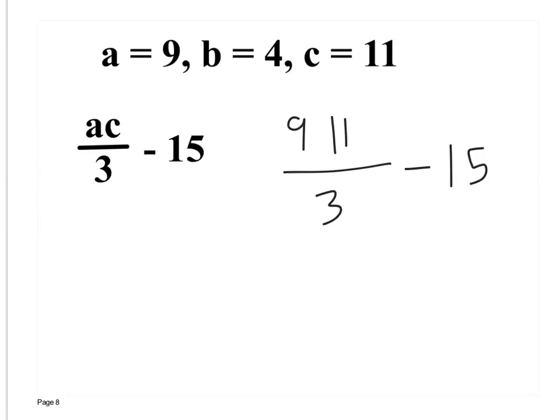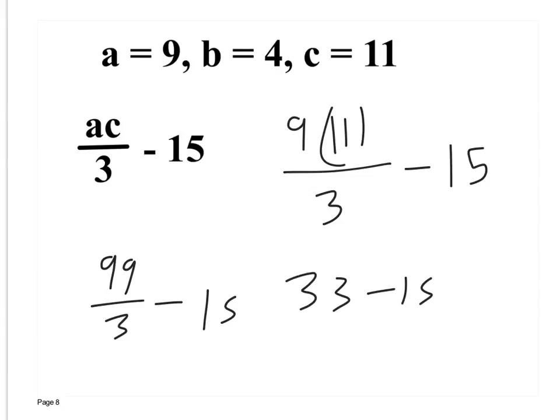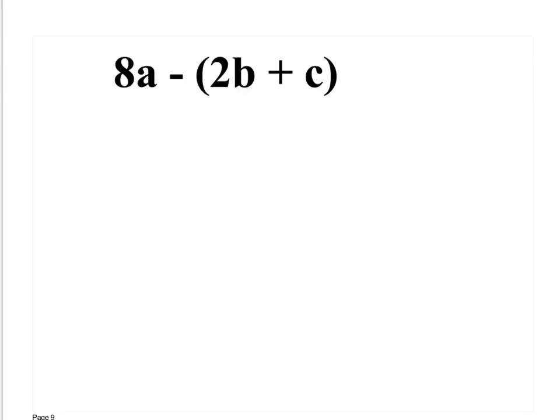It's 9 times 11. When you have two variables side by side, then it's a multiplication problem. I'm taking 9 times 11, which is what? Alan? 99. Alan says 99. He's right. Miss Beck, what is 99 divided by 3? 33. 33 minus 15 is 18. Good. There's my answer.